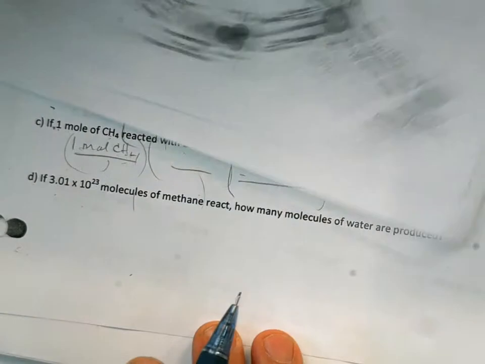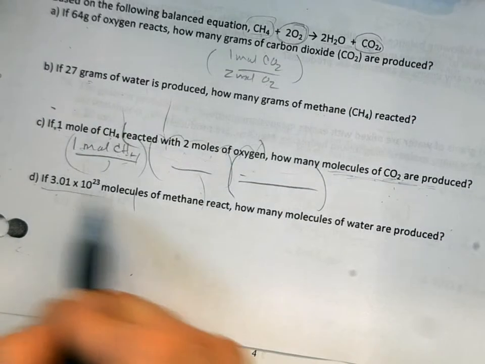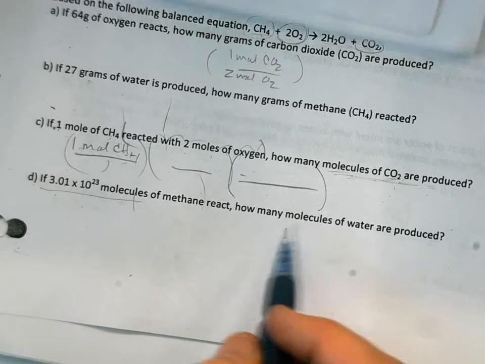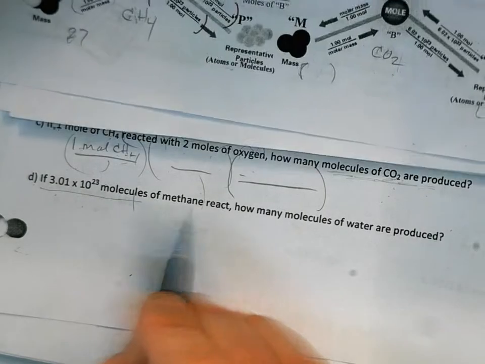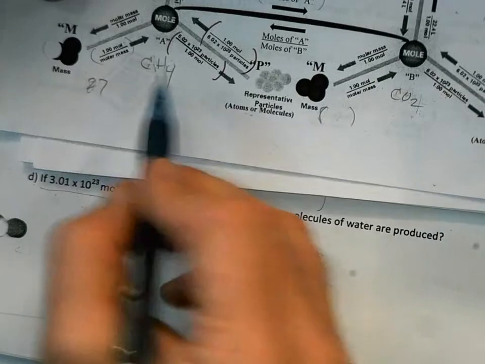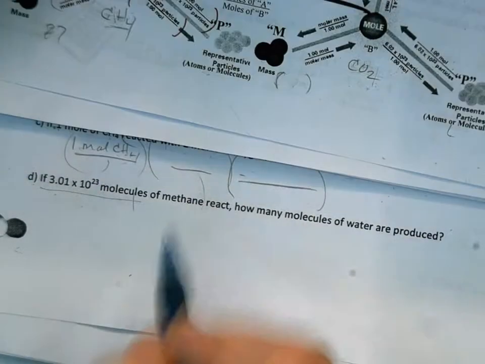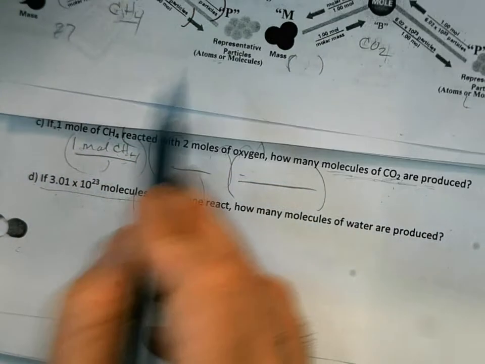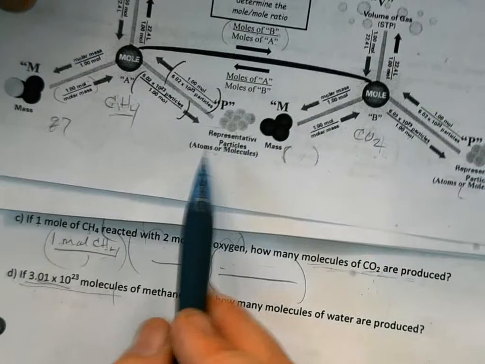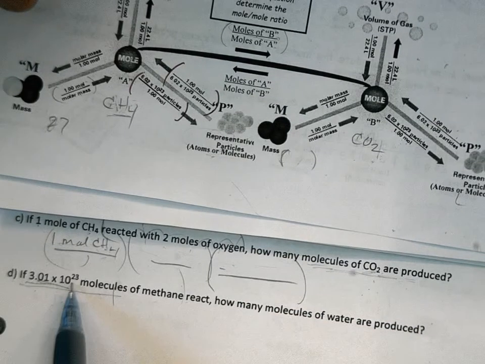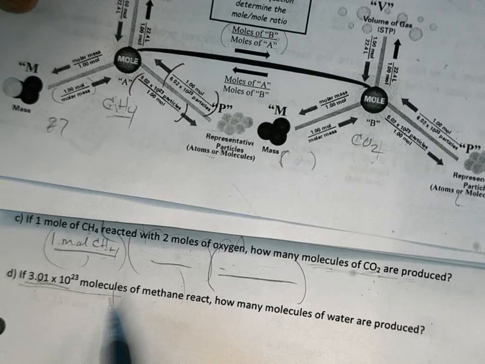For part D, helping you set this up, this is our given. We're at molecules of methane. How many molecules of water are produced? So if we start with methane, I've still got this labeled CH4. Let me get that adjusted on there. We've got this many molecules, half a mole of molecules of methane.